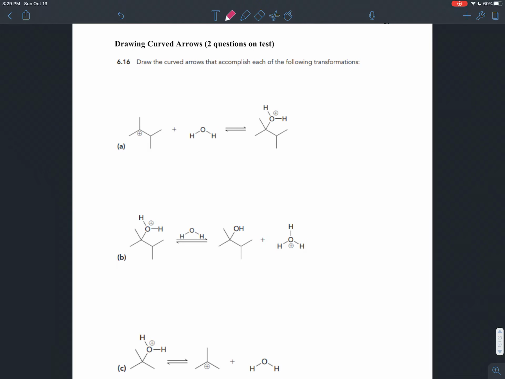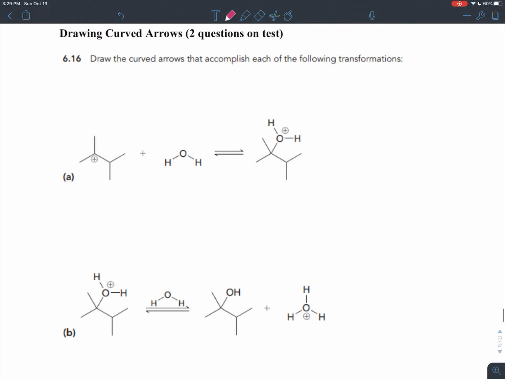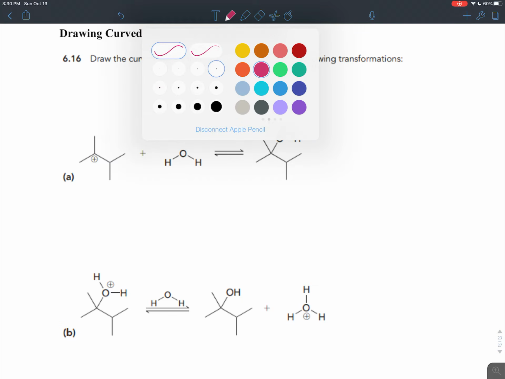In exercise 616, they're asking us to not just recognize patterns for curved arrows, but to draw the curved arrows in order to make the changes that are shown in each reaction. Now the first step is to identify all of your nucleophiles and electrophiles. That'll help to see how things are connecting.